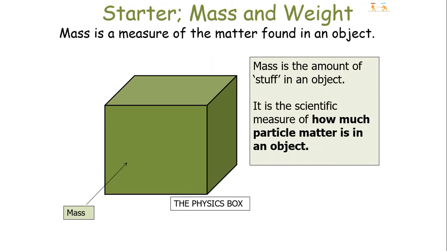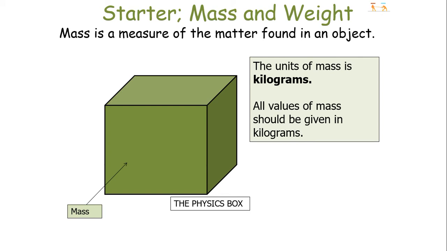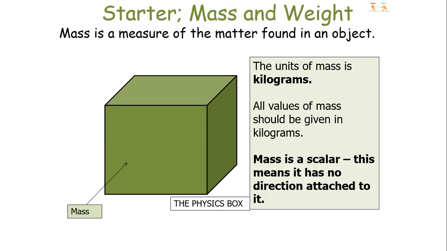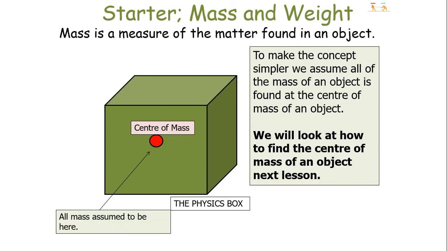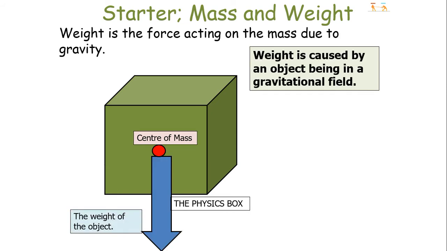Now, mass is a measure of the matter found in an object. It's a scientific measure of how much particular matter is in an object. We measure mass in kilograms, so all values of mass should be given in kilograms. Mass is a scalar, which means it has no direction attached to it. The mass of an object remains unchanged in the universe, so mass is independent of any other factor in the universe. And to make this concept simpler, we assume all the mass of an object is found at the object's centre of mass.